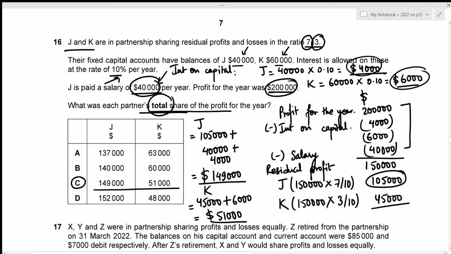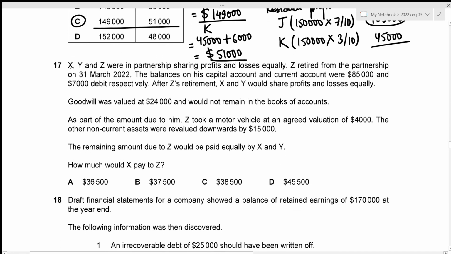We can now move towards question number 17. X, Y, and Z were in partnership sharing profits and losses equally. Z retired from the partnership on 31st March 2022. The balances on his capital account and current account were 85,000 and 7,000 debit, respectively. After Z's retirement, X and Y would share profits and losses equally. Goodwill was valued at 24,000 and would not remain in the books of accounts.